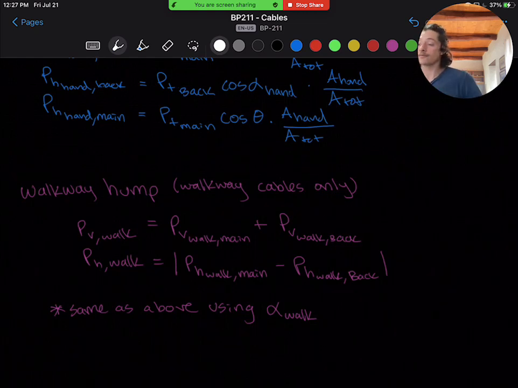Now for the walkway hump forces, we will go through a similar procedure, but leave out the factor of 2, because like I said, all of the walkway cable forces are transferred into the walkway hump. It's not just one cable per tower column. We can go through the same equations as above, but using alpha for the walkway instead of alpha for the handrail. And then at this point, we'll move on and revisit tower analysis in a future lecture to actually discuss the component design, the reinforced concrete design, and detailed checks of the tower components themselves.